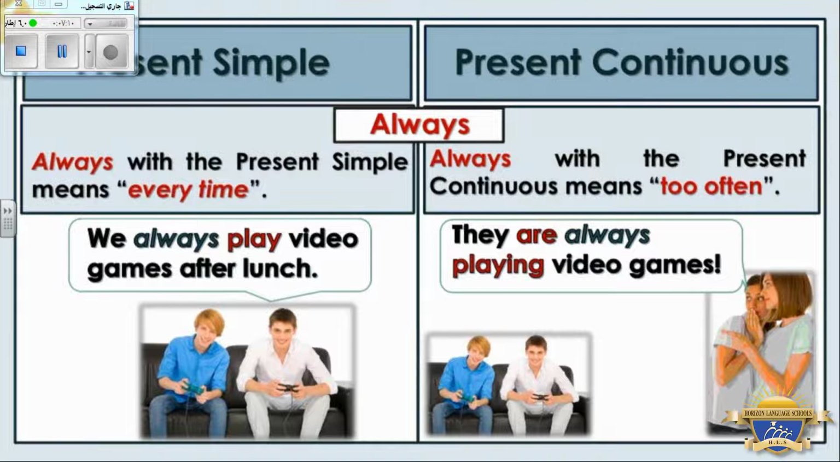Here we can use "always" for both tenses. I can say we always play video games after lunch. And for sure this is present simple because it means every time after lunch we play video games. And here I can use the same word with the present progressive when I say they are always playing video games. This is too often. This is something that they do most of the time.